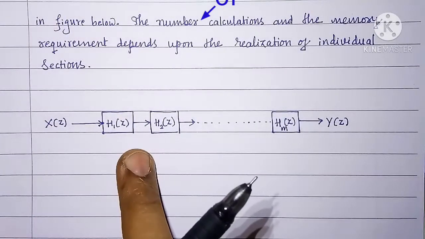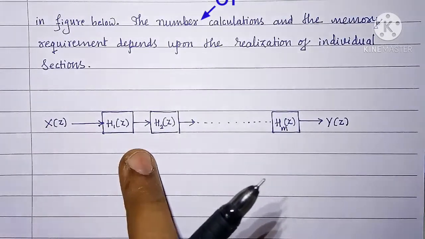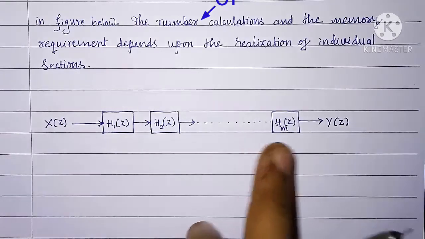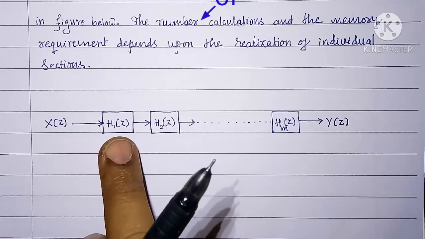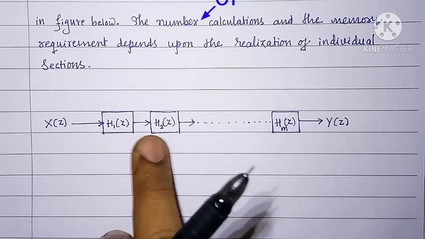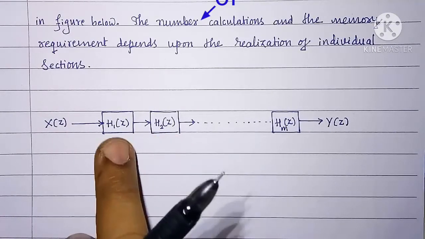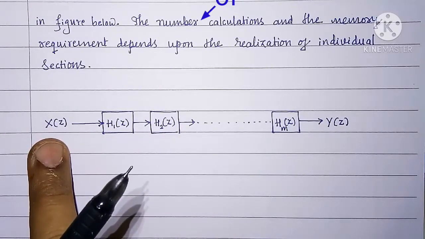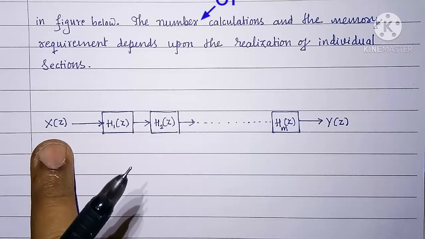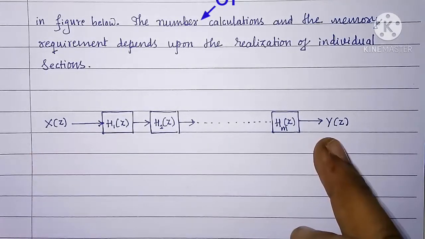So here you can see the cascade form realization of IIR system. Here the output of first system is given as input to the second system. To the first system, input is the input to be given to overall system. The output of last system is the expected output of overall system.